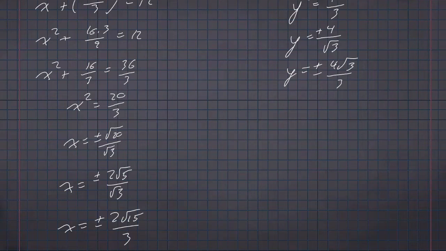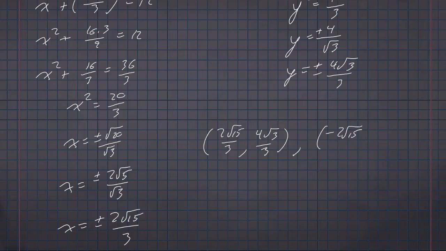So that gives me the two solutions. Positive 4 root, no, sorry, x comes first. Positive 2 root 15 over 3, comma, 4 root 3 over 3, and negative 2 root 15 over 3, comma, 4 root 3 over 3.